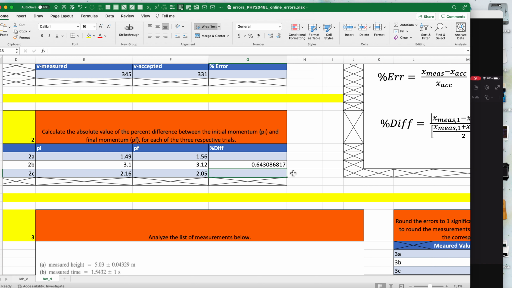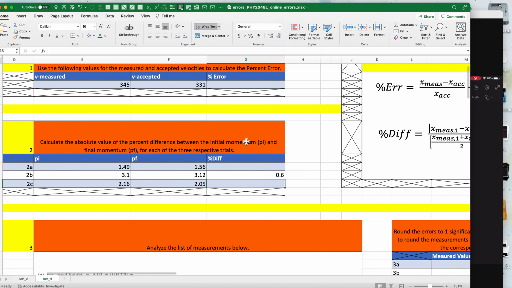So that's the percent difference, but that is not quite the right answer. Percent differences have to be one significant figure, so once you've gotten a calculation, go ahead and delete that and round that to one sig fig. That's 0.6. So for all of these, once you get your values, make sure that you round the percent difference and the percent error to one sig fig.